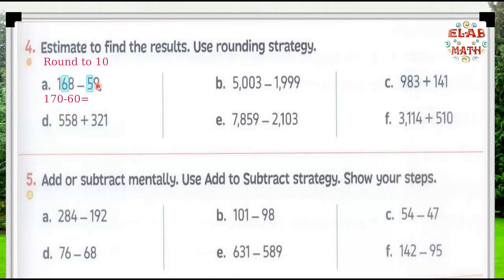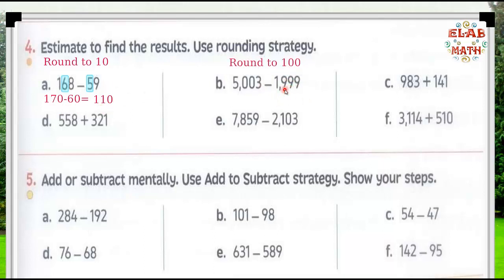And here we have 9 in the next digit. 9 more than 5, that means you should add 1 here to be 6. 170 minus 60 equals 110. 0 minus 0, 0. 7 minus 6, 1. 1 minus nothing equals 1. 110. Here we will round to 100.